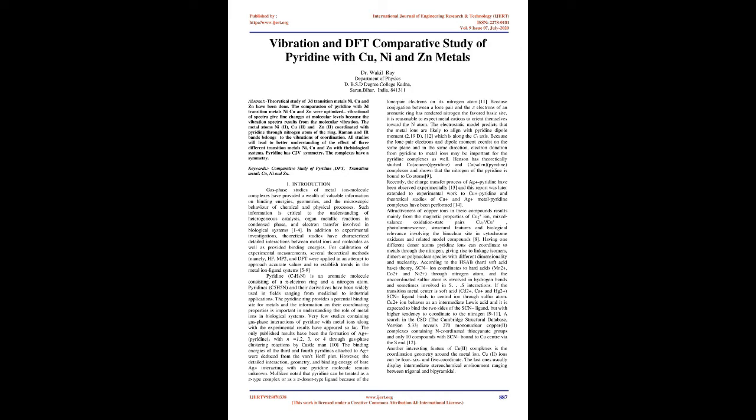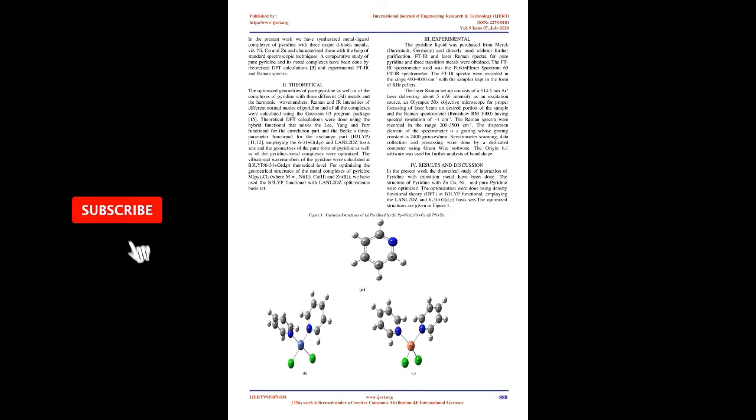Very few studies containing gas phase interactions of pyridine with metal ions along with experimental results have appeared so far. The only published results have been the formation of Ag+ pyridine n, with n equals 1, 2, 3, or 4, through gas phase clustering reactions by Casselman 10. The binding energies of the third and fourth pyridines attached to Ag+ were deduced from the Van 't Hoff plot. However, the detailed interaction, geometry, and binding energy of bare Ag+ interacting with one pyridine molecule remain unknown.